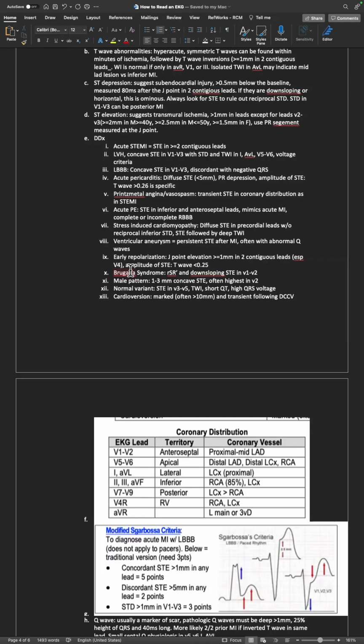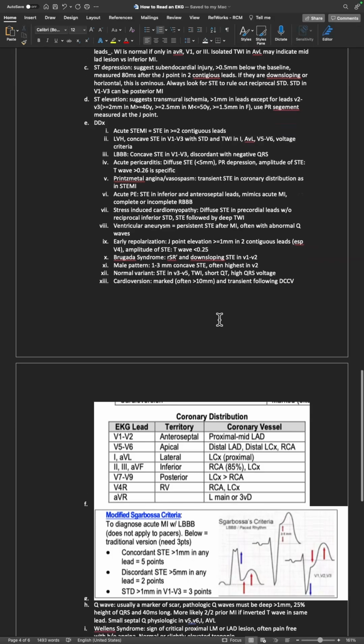And then you have Brugada syndrome, in which there's an RSR wave and downsloping ST elevation in V1 to V2. Male pattern of ST elevation will show 1 to 3 millimeters of concave ST elevation, often highest in V2. Normal variant will be ST elevation in V3 to V5, T-wave inversion, short QT, or high QRS voltage. A cardioversion will show marked and transient ST elevation following direct cardioversion.